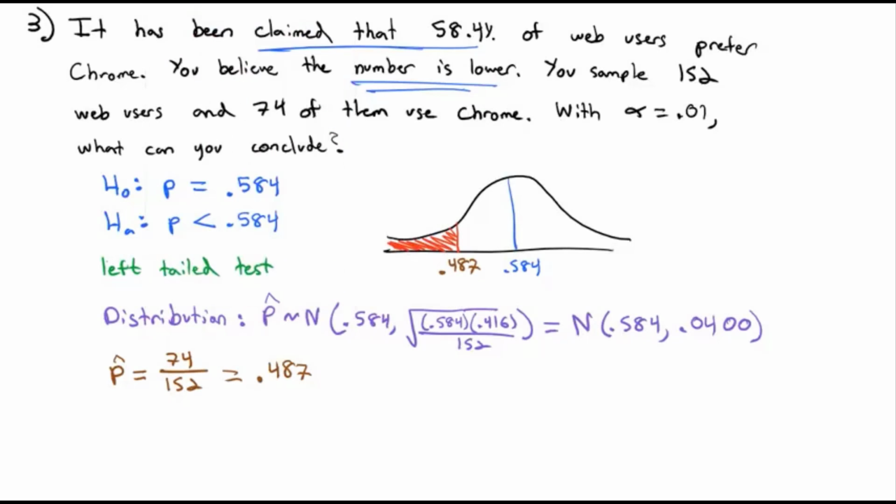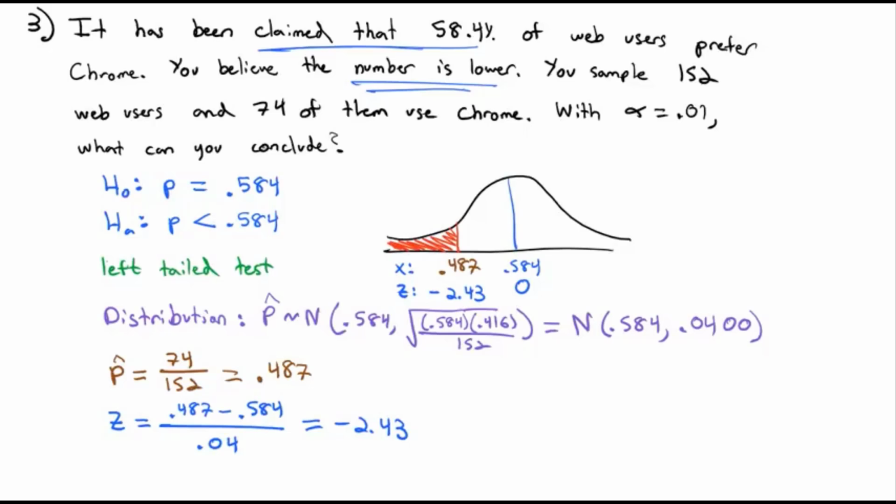Well, to do that, we will go to our z-value, which is equal to our sample proportion of 0.487 minus the hypothesized proportion of 0.584 divided by the standard error of 0.0400. Our z-value is negative 2.43. So we've got our x's on our picture. Putting those all into z's, the mean is 0, and the z-value of negative 2.43 is where the shading starts.